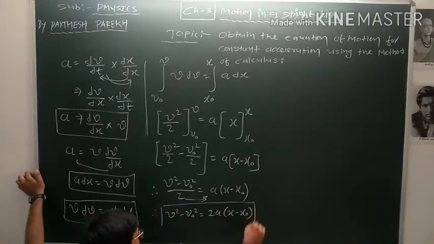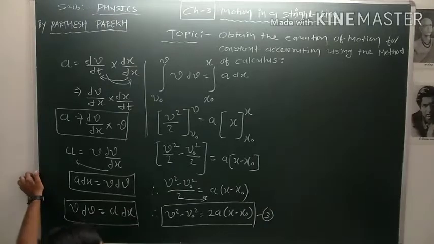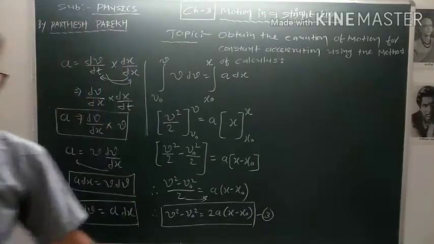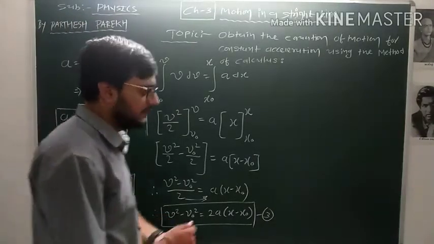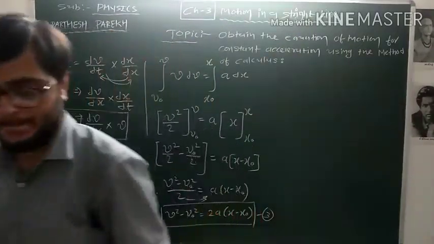So finally we get the formula, that is the third equation of motion for constant acceleration.